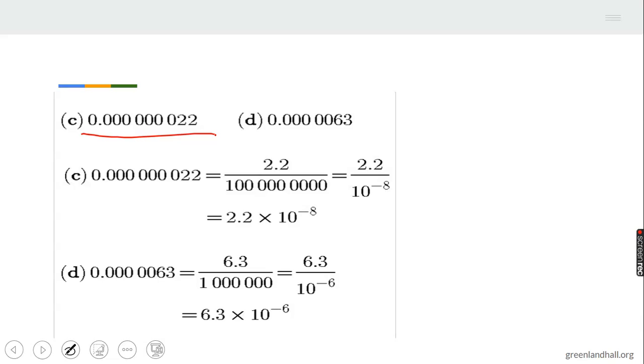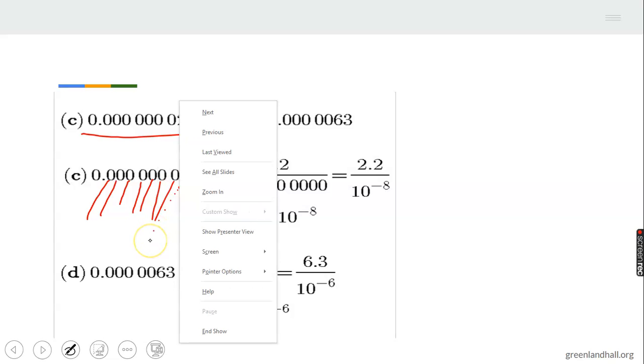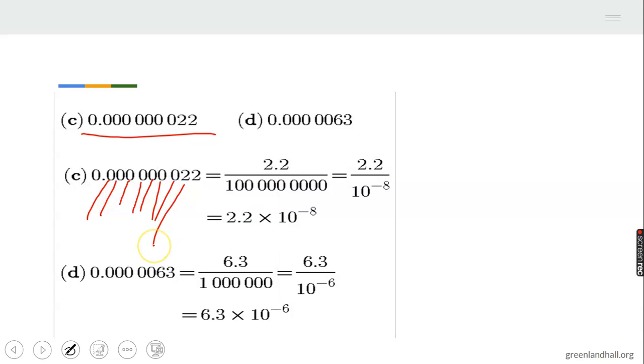0.000022 can also be expressed in standard form. Just count 1, 2, 3, 4, 5, 6, 7. Now, you add 2 with it. Then you introduce a decimal point. That is 2.2 divided by 1, 2, 3, 4, 5, 6, 7, 8. It should be 8. This one should not be there. Now, that will be 2.2 times 10 raised to power 8.